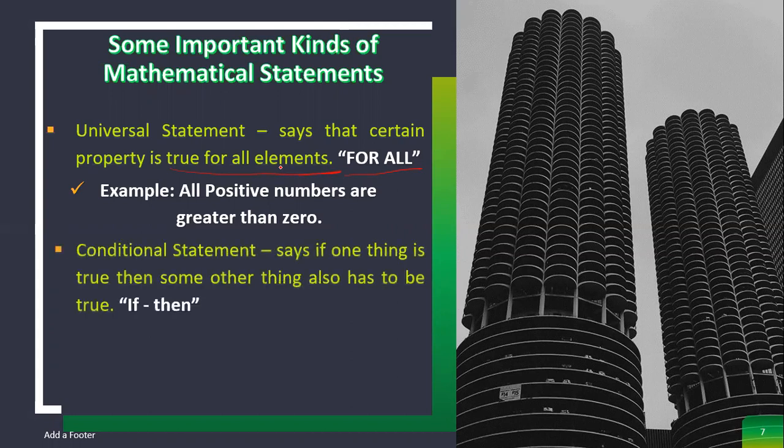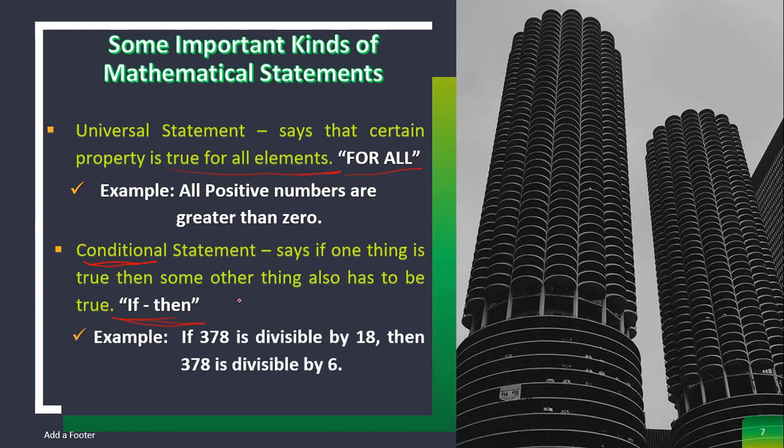The next one is the conditional statement. From the word condition, meaning a conditional statement has conditions, right? So it says if one thing is true, then some other thing also has to be true. So we make use of the words if-then in the statement.